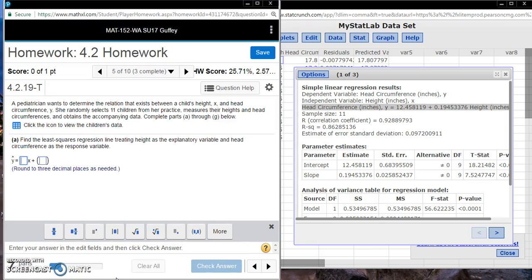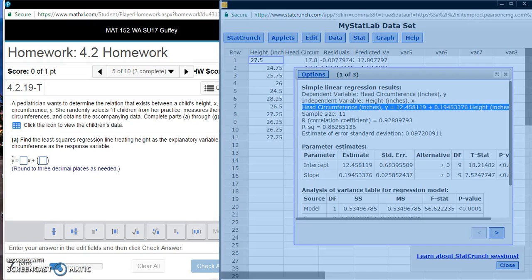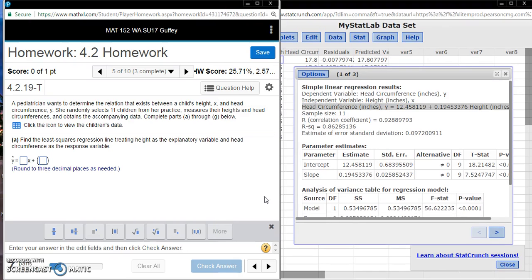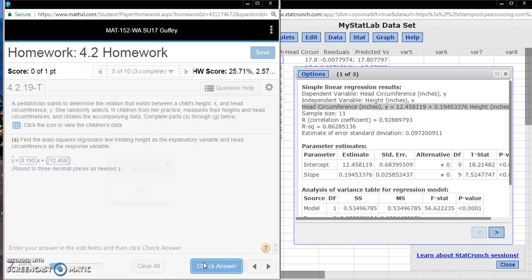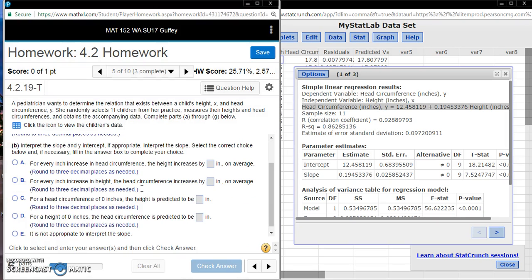So what's in front of X is our slope, and the other portion is our y-intercept here. So our slope is going to be 0.195. Be careful rounding there. And then our intercept is 12.458.